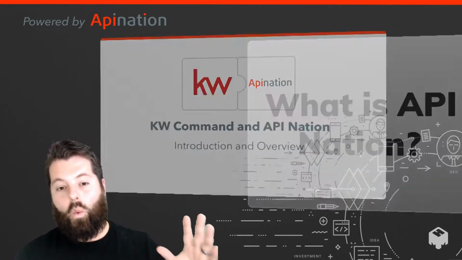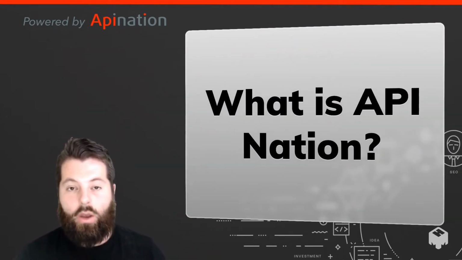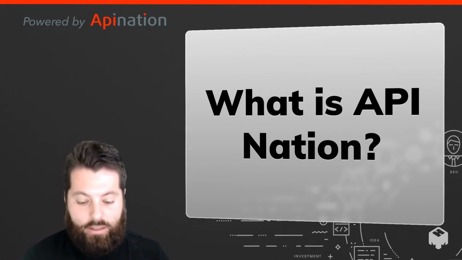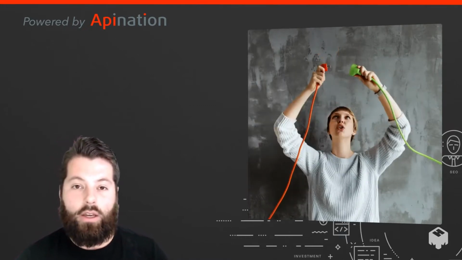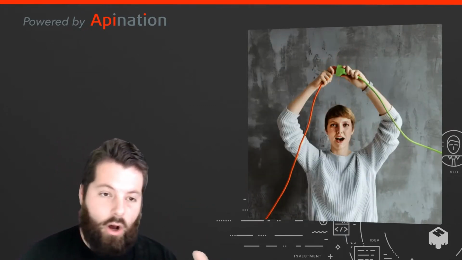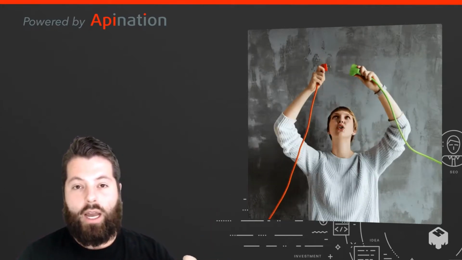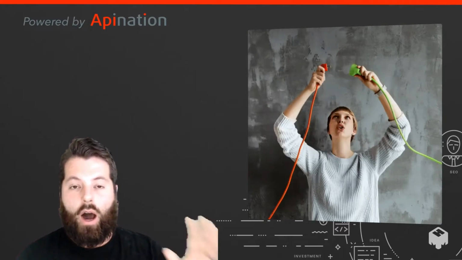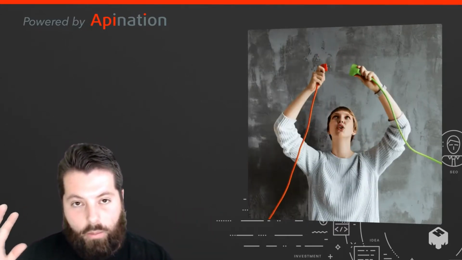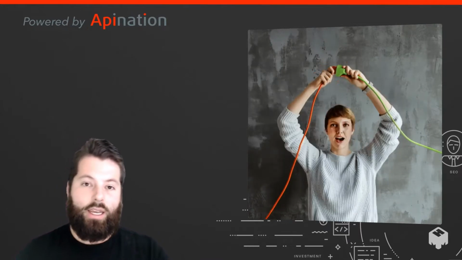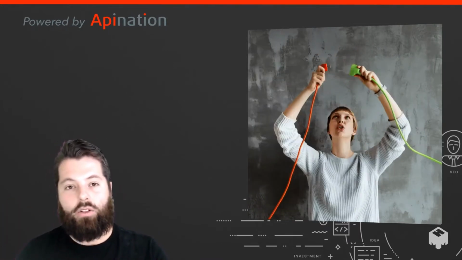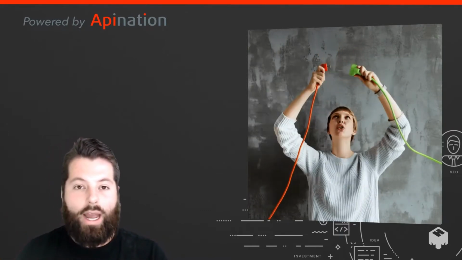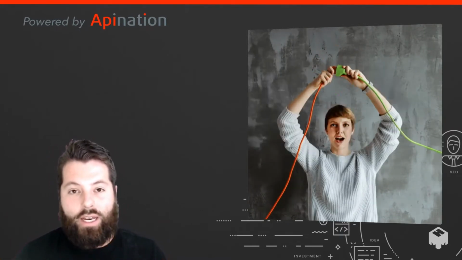First thing is, what is API Nation? Well, API Nation is all about connecting apps. And in this case, we're connecting KW Command. So if you have KW Command, you're doing all this work in it, we should be talking to the other apps you use so that the contacts you add in KW Command automatically show up in your marketing tools like MailChimp and Constant Contact, in your transaction manager like Dotloop, or in your contact manager like Google Contacts or iCloud. It saves you a ton of time in data entry.